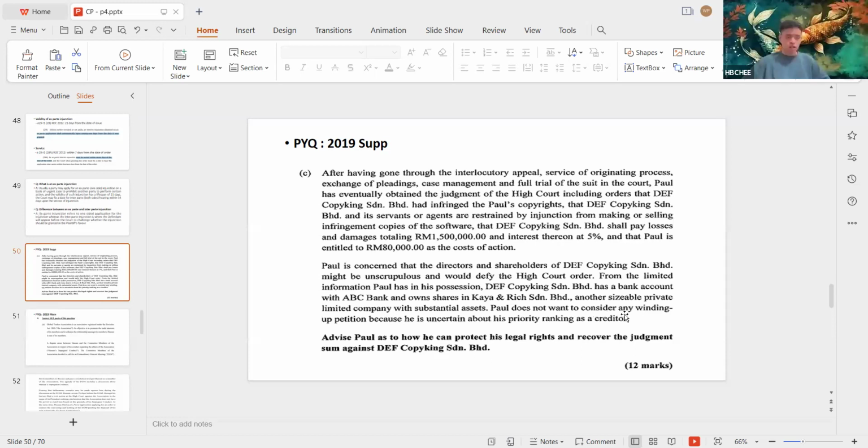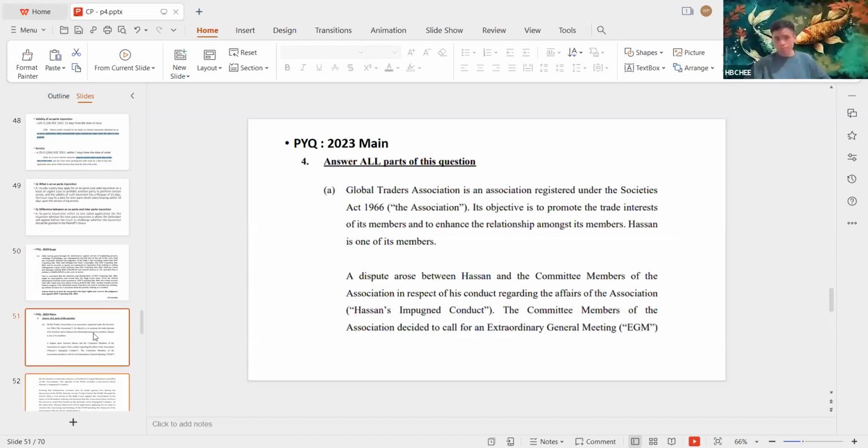But bankruptcy, since he already mentioned that he doesn't want to go for any winding up petition, so you have to talk about the mode of enforcement first, and then the limitation to enforce the judgment, and then now you want to protect his legal right, go for the Mareva injunction first. You want to make sure that you will get the amount, so that it consists of two topics in one question. Okay?